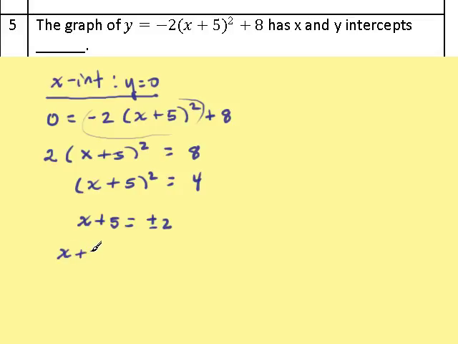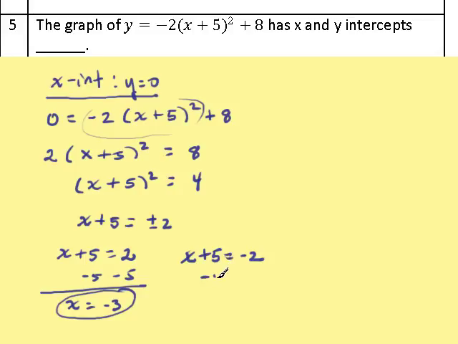X plus 5 is equal to 2. X plus 5 is equal to minus 2. And we have one x-intercept. X is equal to negative 3. That's 1. And x is equal to negative 7. That's the other.